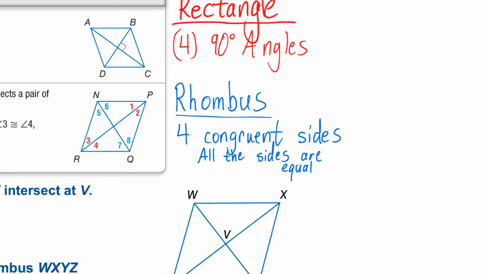Okay, which, I mean, both of those statements are saying the same thing. I just want you to understand that. In a rhombus, all the sides are the same length. That's what makes it a rhombus. It's a parallelogram, yeah, but all the sides have to be the same length to be a rhombus.